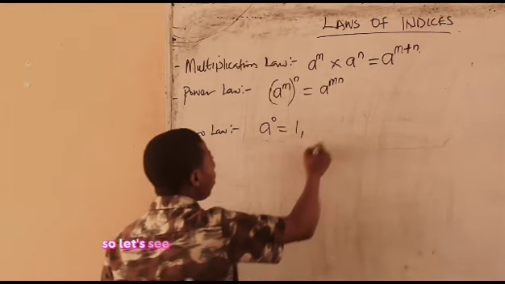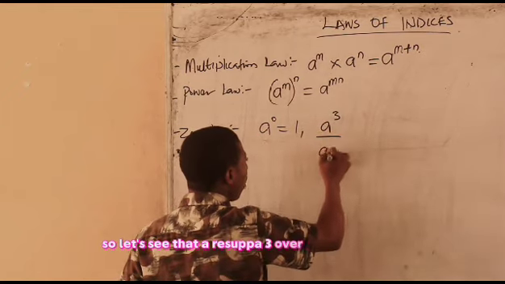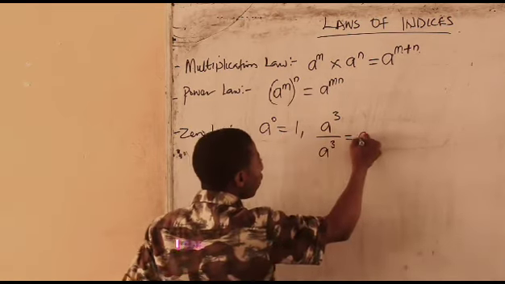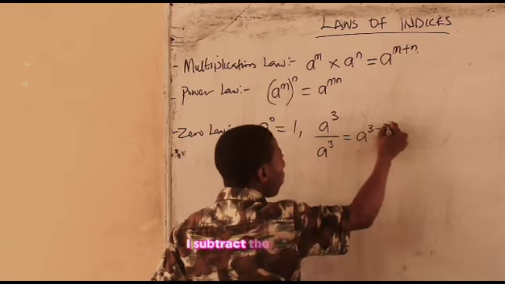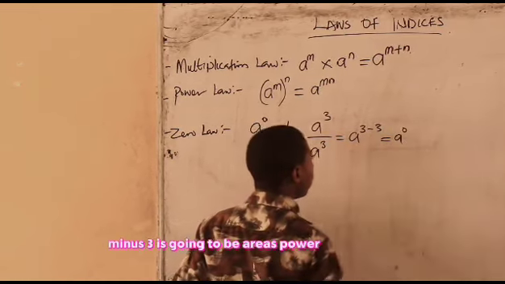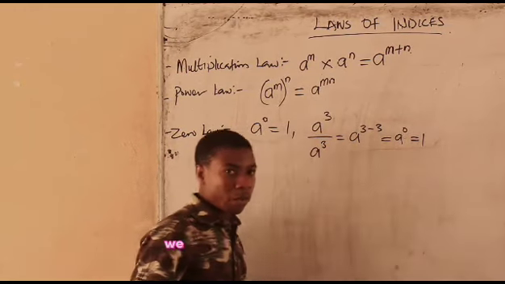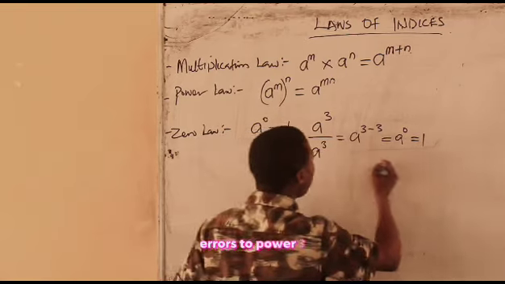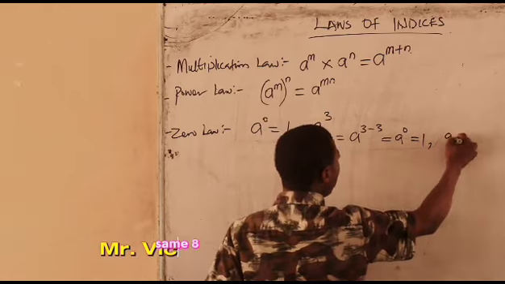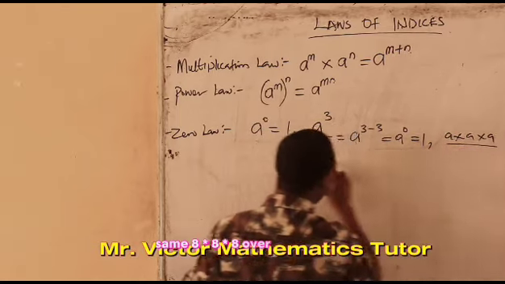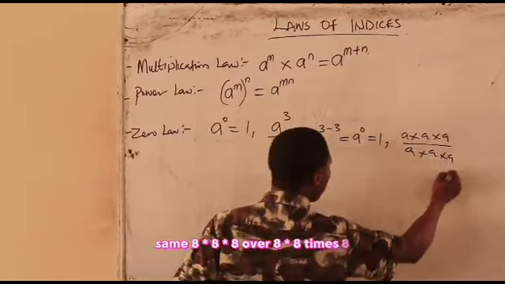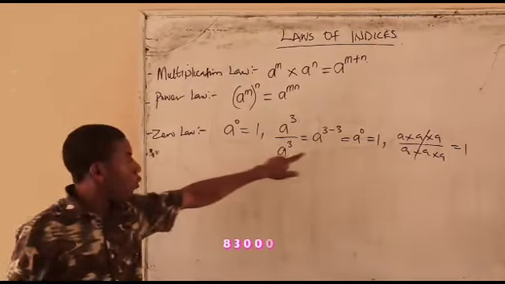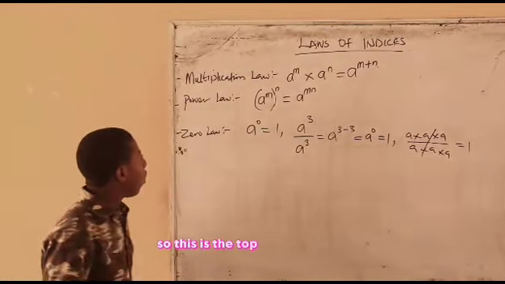Let's see a raised to the power 3 over a raised to the power 3. Since we have two identical bases here, I can say a raised to the power 3, I subtract the powers, minus 3. This is going to be a raised to the power 0. And a raised to the power 0 is what? 1. We have expressed it, but let's try and prove it. a raised to the power 3 is the same thing as saying a times a times a over a times a times a. So this divided by this is 1. Have you seen why anything raised to the power 0 is equal to 1? So this is the third law of indices.